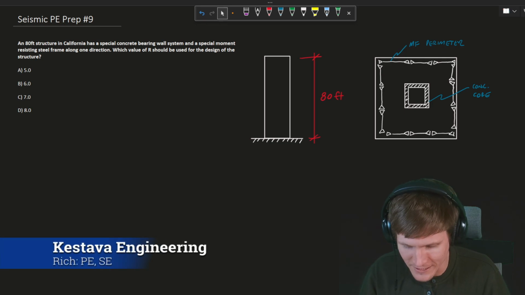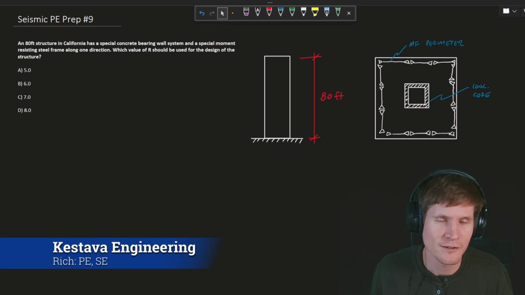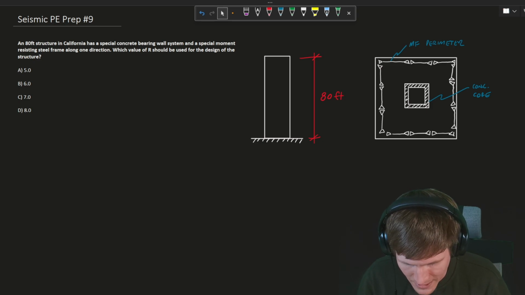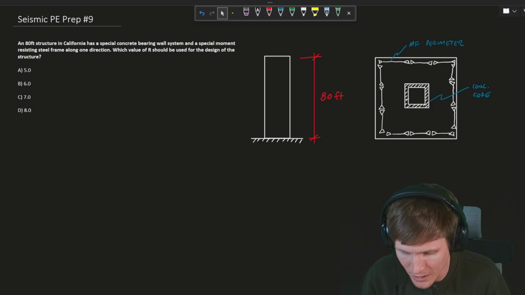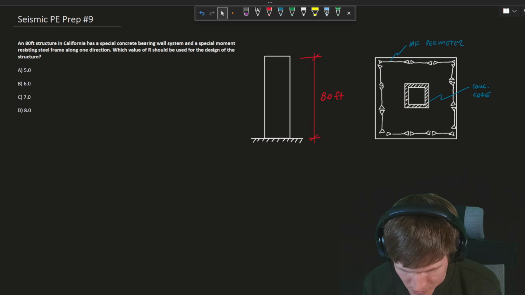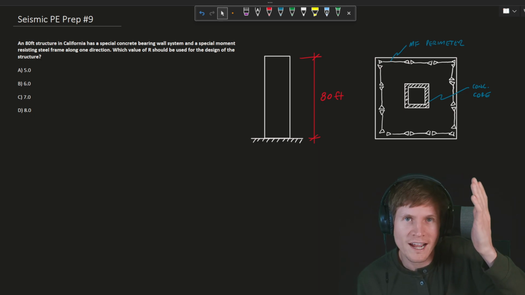An 80-foot structure in California, because this exam is for the California PE, has a special concrete bearing wall system and a special moment resisting steel frame along one direction. Which value of R, our response modification coefficient, should be used for the design of the structure? We got our little figure up above.